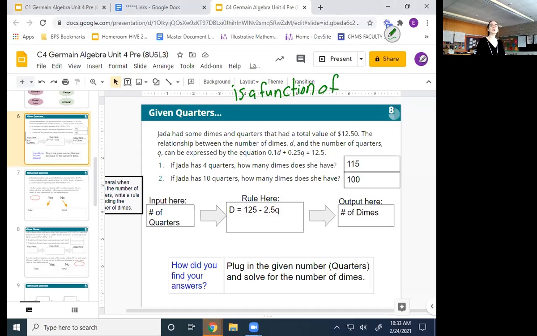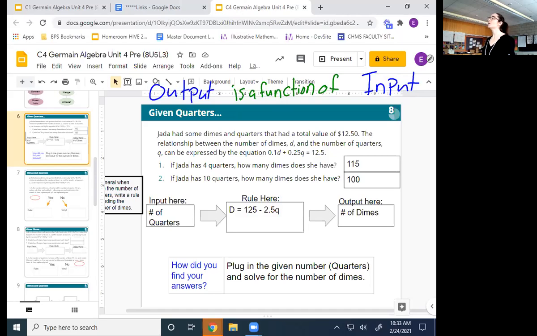Nice job, Claire DeLune. Nice job, Luke. Output is a function of input. Very good. And remember, input is the value that you know that you are plugging in. Yes, Haley, nice job. The output is the value that you're going to get once you solve it. That output, that answer, is the range, and the domain is what we're plugging in, okay?